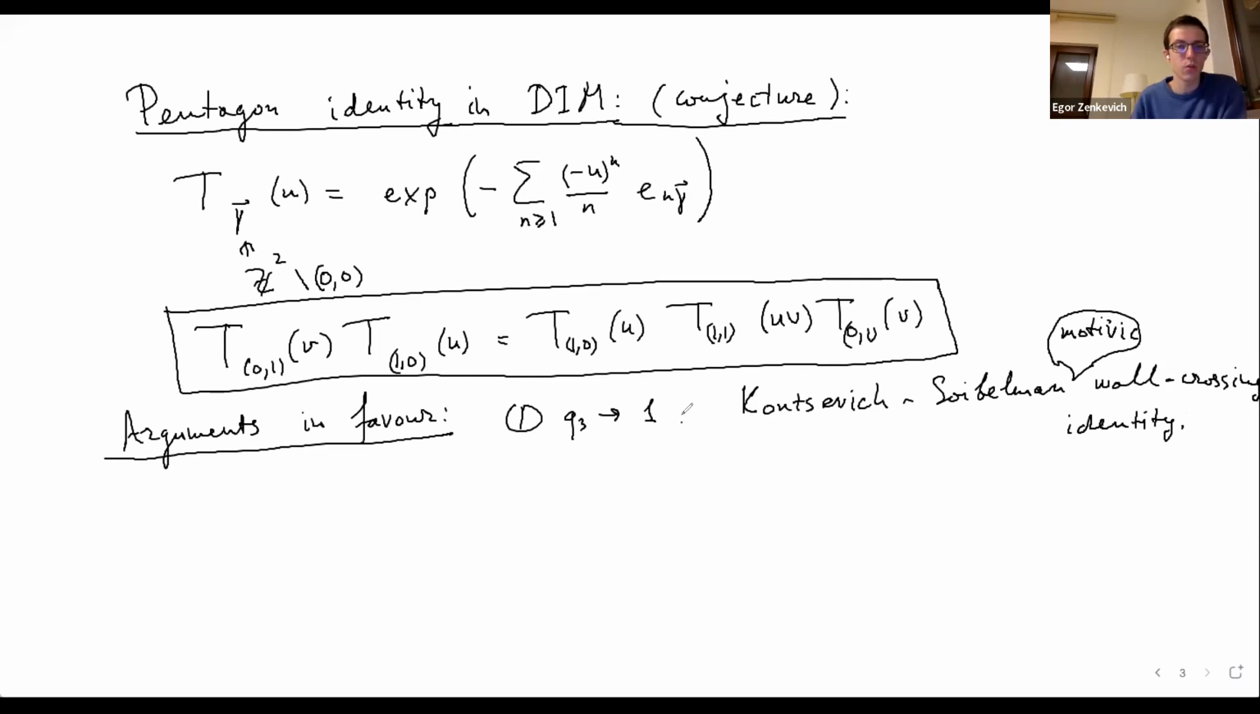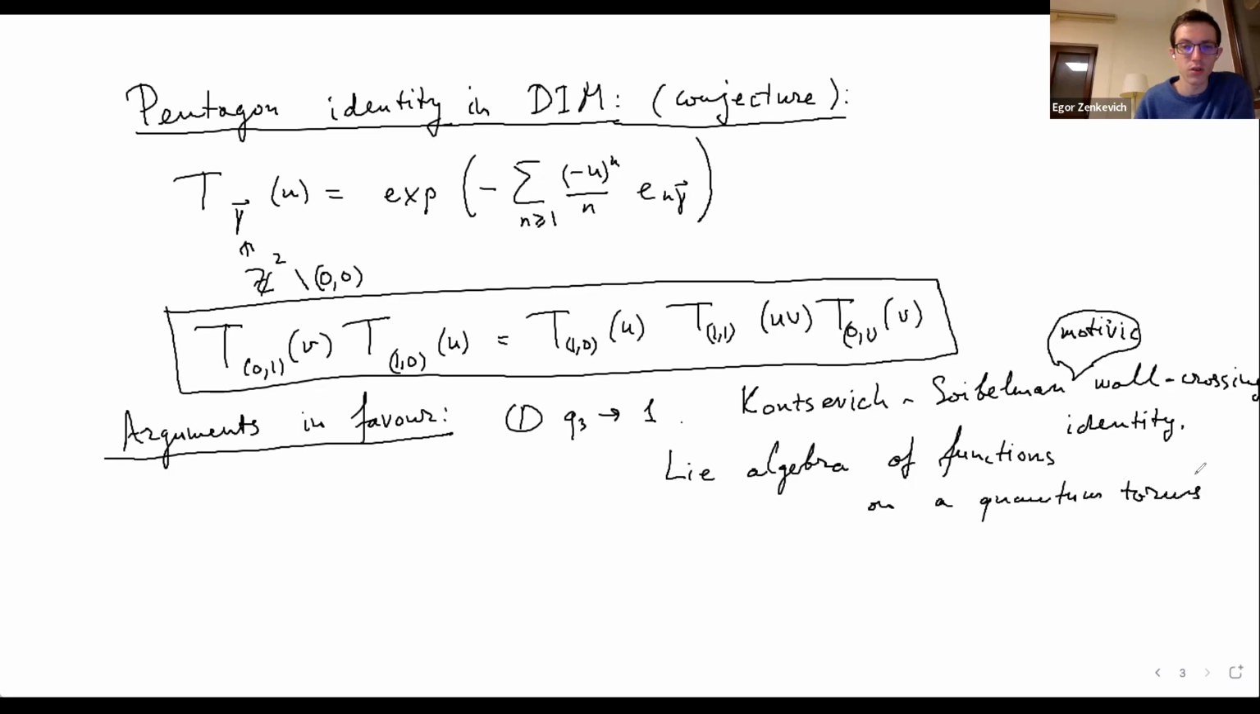So in that case, what is the identity? An identity in a Lie algebra. So we have a Lie algebra, as I've told you. The commutation relations become linear. It becomes a Lie algebra of functions on a quantum torus, T_Q, where Q is this remaining parameter.